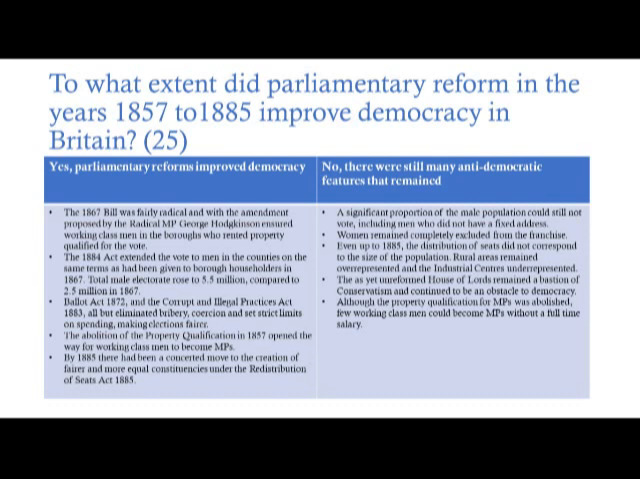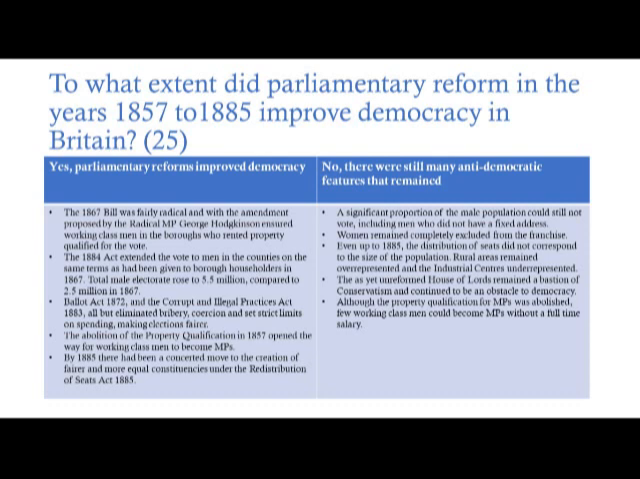Your counter-argument might include a significant proportion of the male population was still not allowed to vote, of course, and that included men who did not have a fixed address, which of course was a lot of working men at the time. Women, as we know, remained completely excluded from the franchise. And even up to 1885, the distribution of seats did not correspond to the size of the population. So what that meant in practice, at least until 1885, is that rural areas, particularly in the south and east, remained vastly overrepresented, but the industrial centres remained vastly underrepresented.